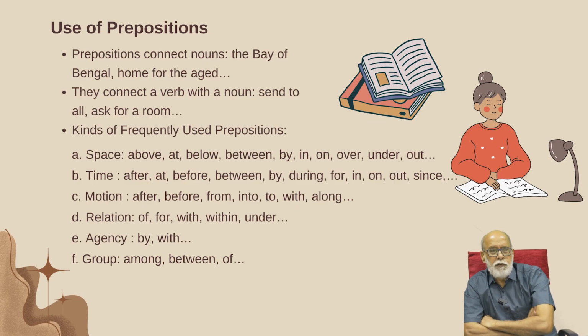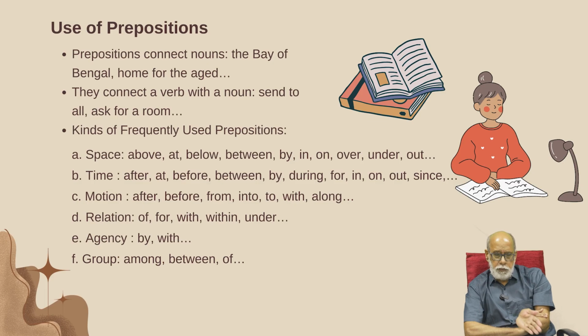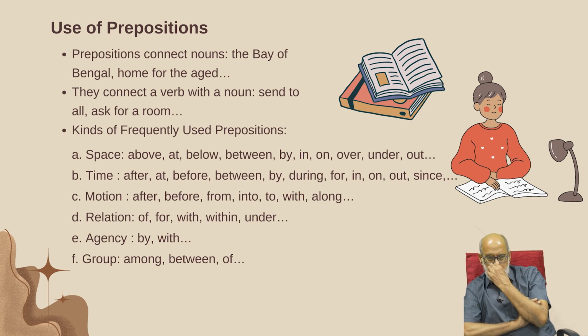Prepositions also relate verbs with nouns. Send to all, ask for a room. So ask is a verb, room is a noun, but a preposition comes before the noun. That is why it is called pre-position. In our languages, it will be a postposition because it will come after room. Room ke liye pucho. In Tamil, it will be different. But in English, we say for before room. That is why it is a preposition after the verb. But what does it do?